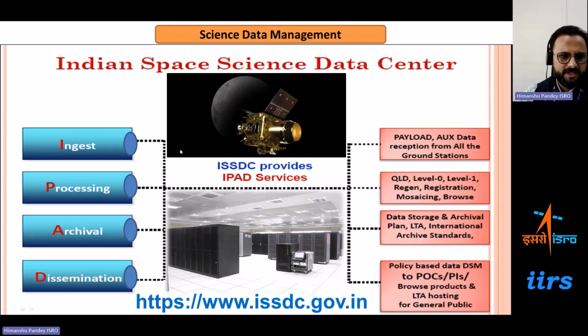So as a part of the Indian Space Science Data Center, there are prime functions as I told. In each and every function, there are multiple activities happening. If you see data ingestion, it's not only the payload data, it is also logs data, reception from all ground stations, and many such things. Then processing means quick look display, level 0, level 1, registration, mosaicing, and many such activities. Archival is also data storage, then the long-term archival, active archival as per the international archive standards. Then dissemination. There are policy-based dissemination, initially to payload operation centers and principal investigators. There are cross products and then hosting to publish.